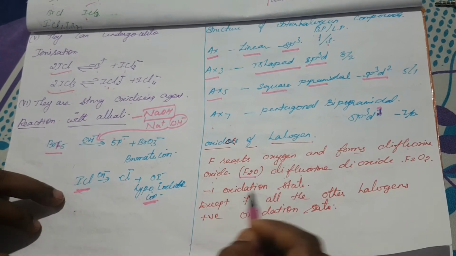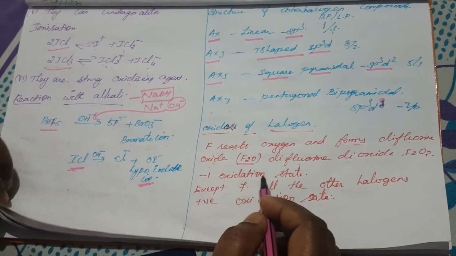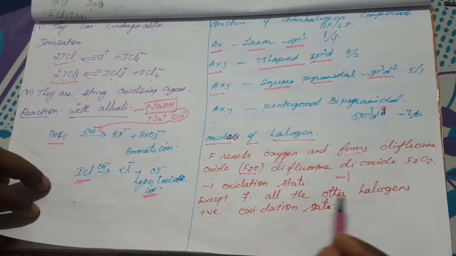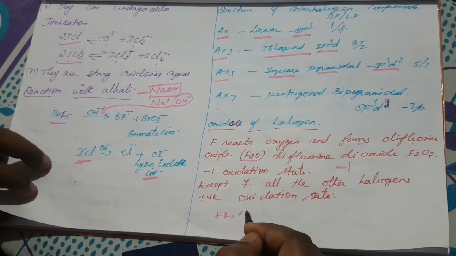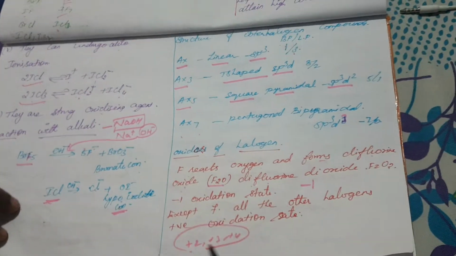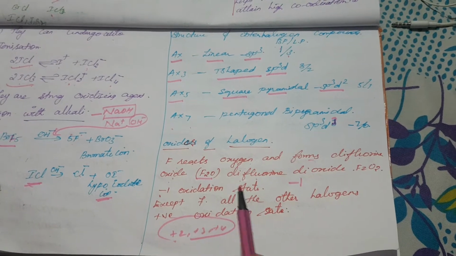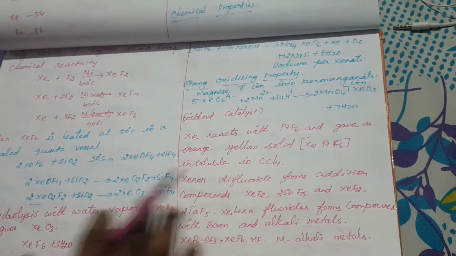Fluorine always has oxidation number -1. We already know that fluorine's oxidation number is always -1. All the other halogens have positive oxidation states, like +2, +3, +4. But fluorine, in any combination with any other compound, always has oxidation state -1.